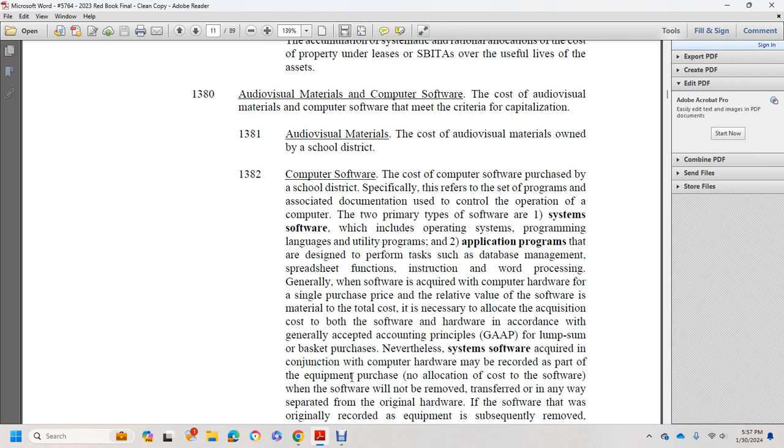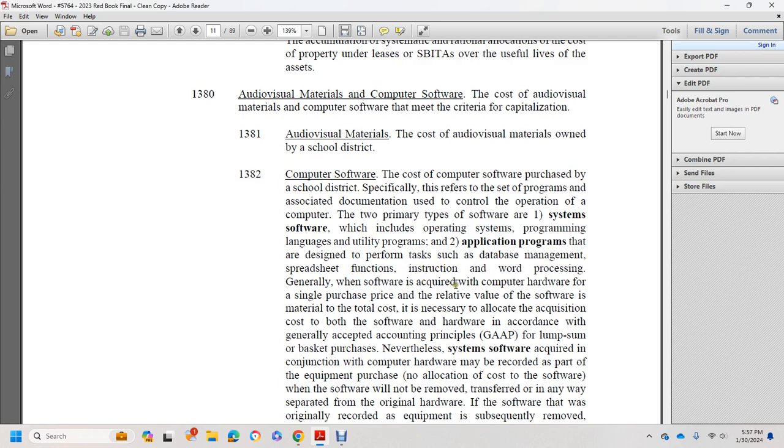It refers to the programs and associated documentation used for the control of the operation of the computer. There are two primary types of software: system software, which includes the operating system, programming languages, and utility programs, and application programs designed to perform tasks such as database management, spreadsheets, and word processing.